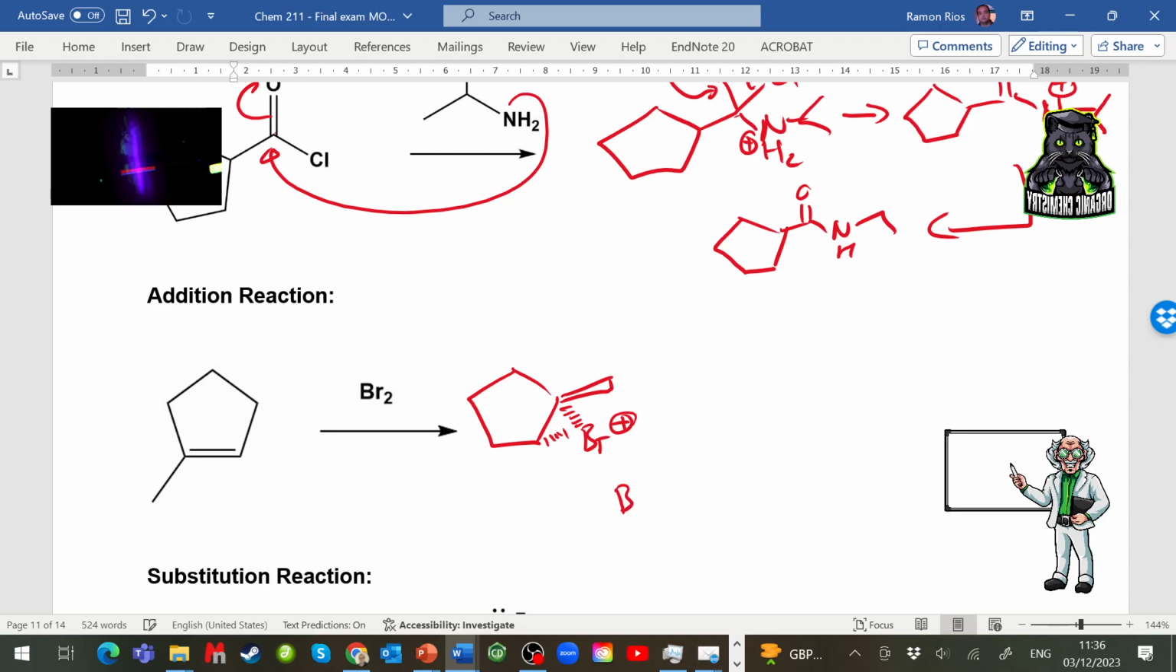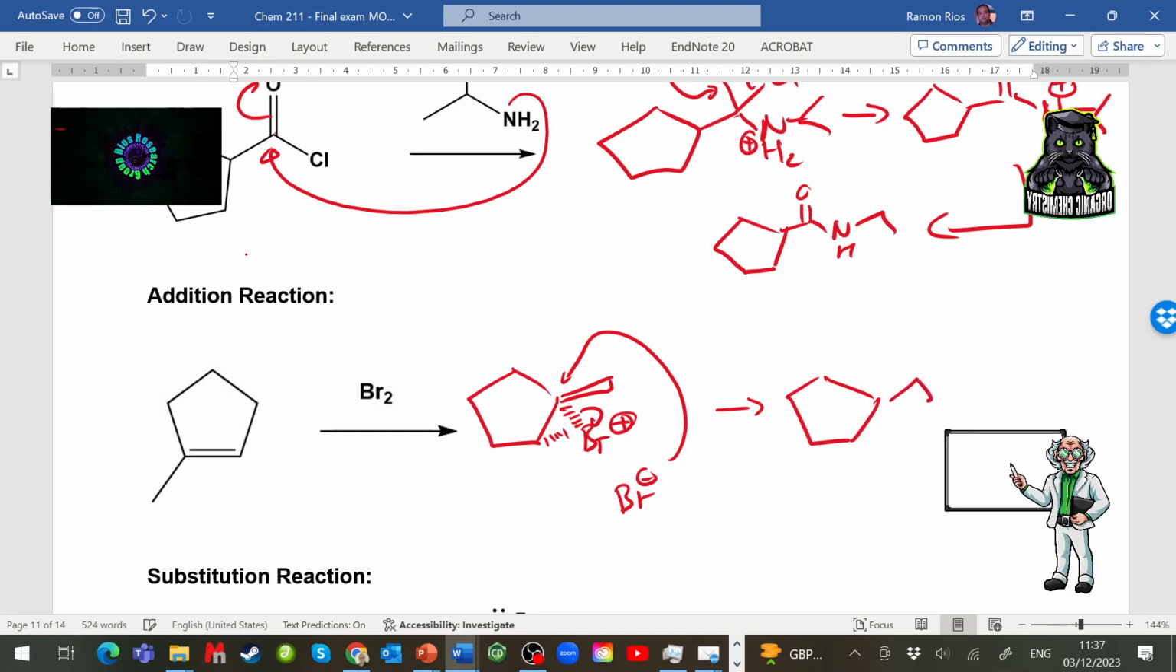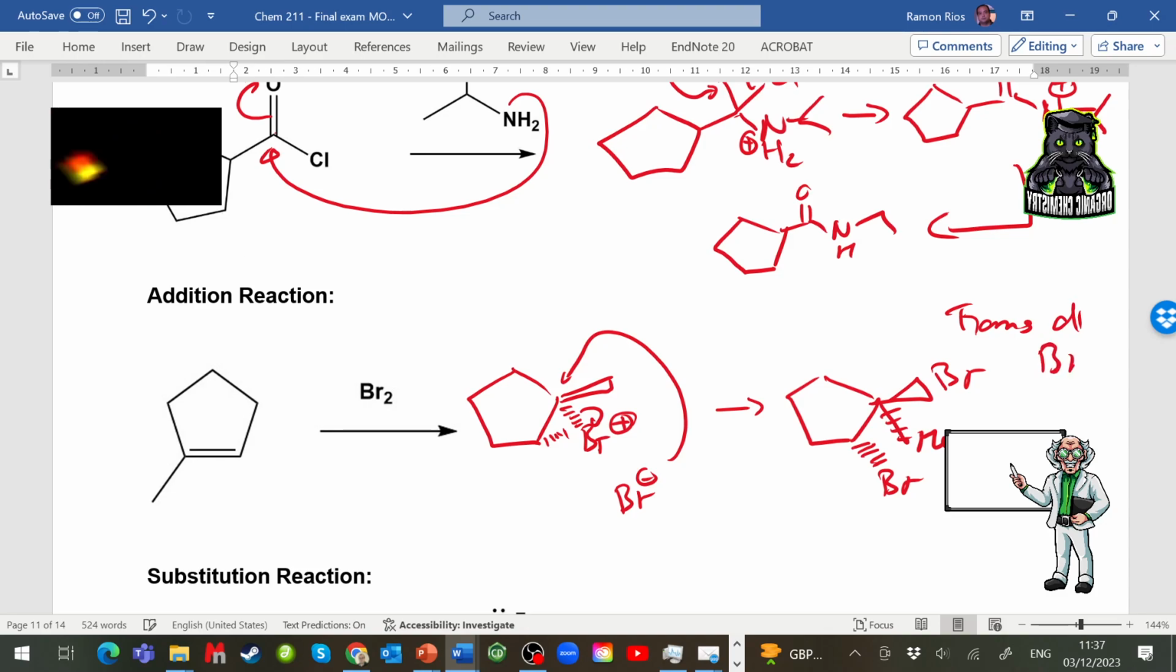And then the bromide will open the bromonium ion opposite to the first bromine, to the bromine of the cycle. That means that we will get the trans dibromination. Okay? Always we will get the trans dibromination. Okay?